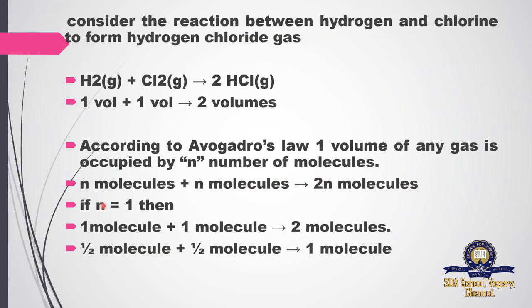Now we substitute the value n equal to 1. Then the equation becomes 1 molecule plus 1 molecule gives 2 molecules. After that we substitute half molecule: half molecule plus half molecule equals 1 molecule. So n may be any number.